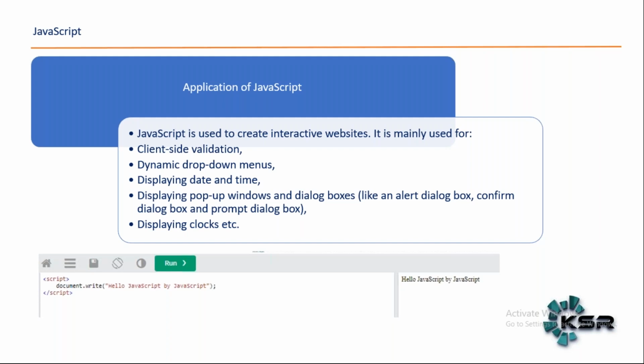Here is a sample example, right? A JavaScript application always has to start with the script tag. Similar to HTML, we need to have a start tag and end tag with the angle brackets, right? Within that script tag, we are writing document.write, and within that I am giving the content: Hello JavaScript, by JavaScript. I'm just giving some sentence. I have to see this sentence in my page, right?